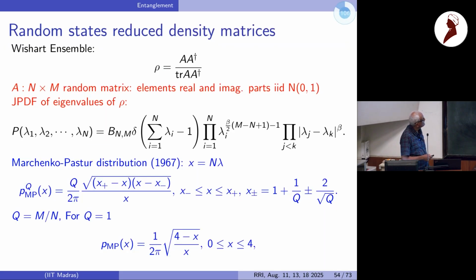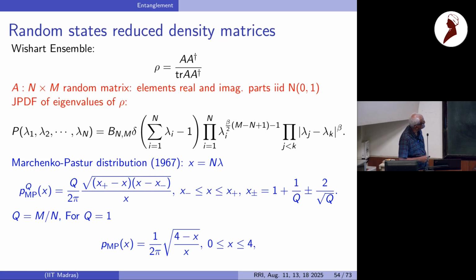In fact, you can construct such an ensemble of random matrices which have the form A A adjoint, where A is an n cross m random matrix, with elements whose real and imaginary parts are normally distributed with mean 0 and variance 1. This random positive trace 1 matrix is a model of a random mixed state. And you can ask, the eigenvalues will now be random. What will be the distribution of the eigenvalues?